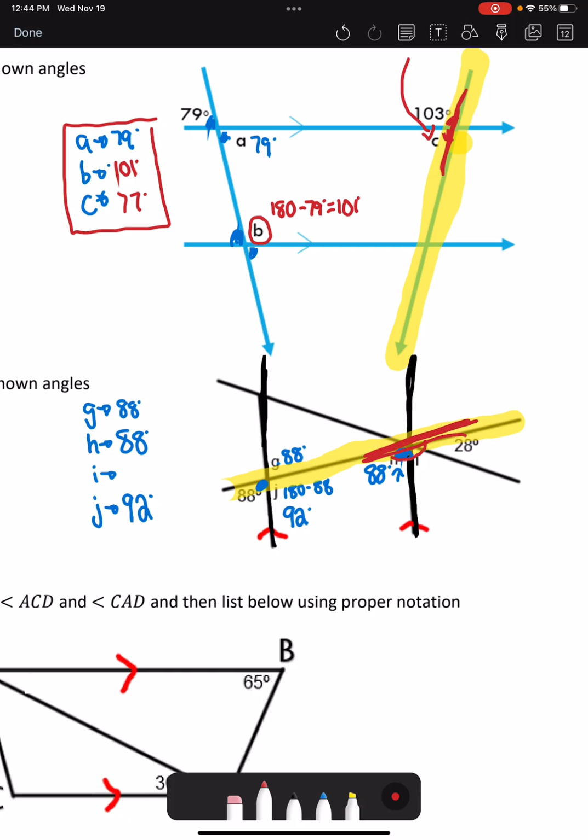I and 28 form a straight line. So all three of those angles have to add up to 180. So I'm going to go 180 minus 88 minus 28, and that gives me 64. So I have 64 degrees goes in here. Great, so that is all my missing angles.